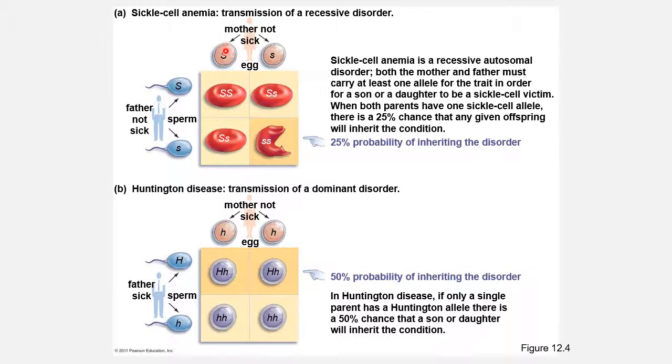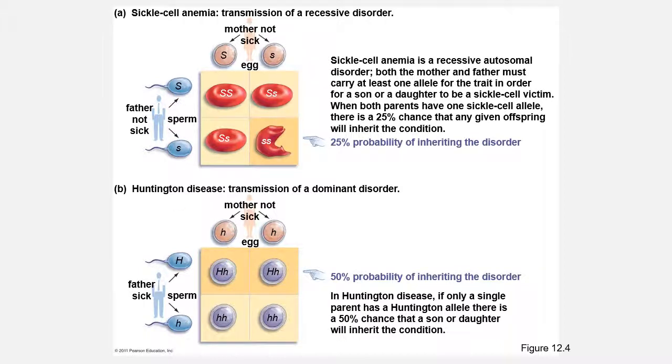So in this column here, the children will get the large S from mom. In this column here, they'll get the small s from mom. In this column going across, they'll get the large S from dad, and going across here, the small s from dad. So the only child out of these 4 that actually shows up with sickle cell anemia is this one down here, who gets a little s from mom and a little s from dad. So there's a 25% probability that a child will get sickle cell anemia in a recessive disorder when each parent is a carrier.